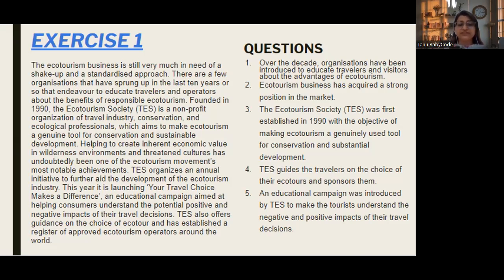Yes. At the end of the paragraph, in the last three or four lines, it says this year it is launching Your Travel Choice Makes a Difference, an educational campaign aimed at, so what was the main objective? Aimed at helping consumers understand the potential positive and negative impacts of their travel decisions. So the answer is yes here, because launch refers to the introduction part, right?